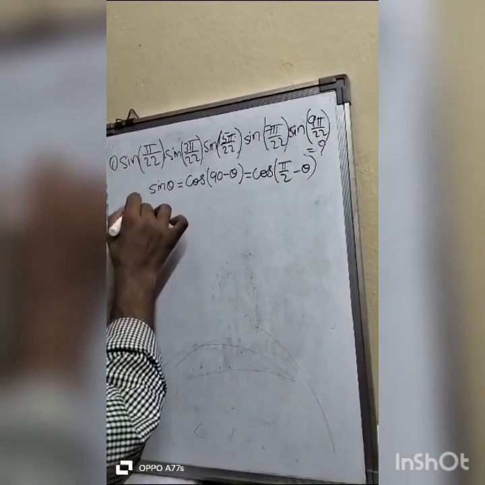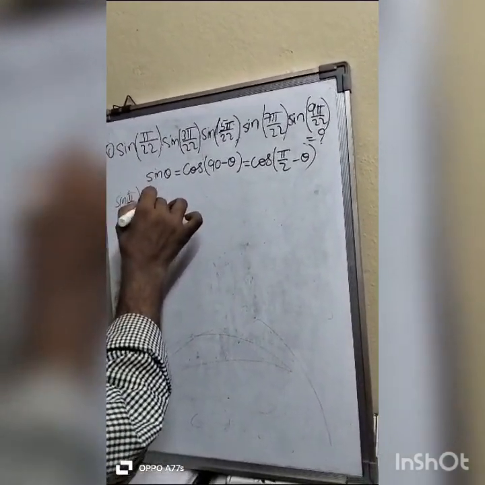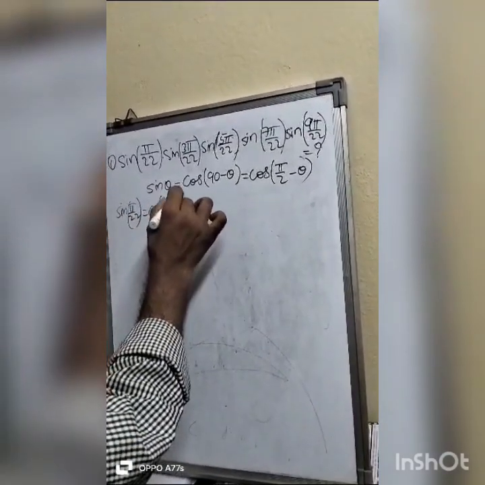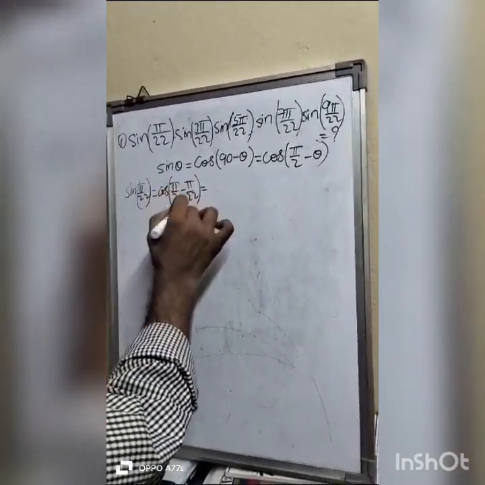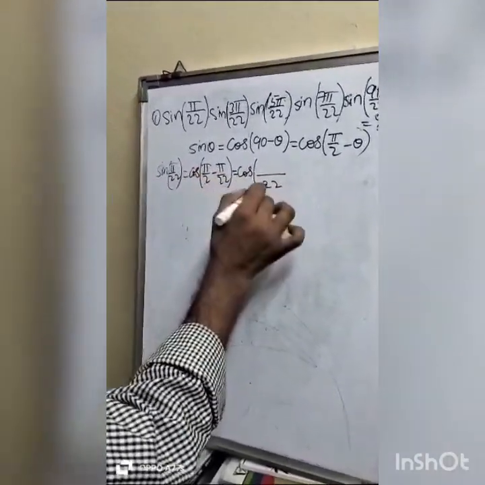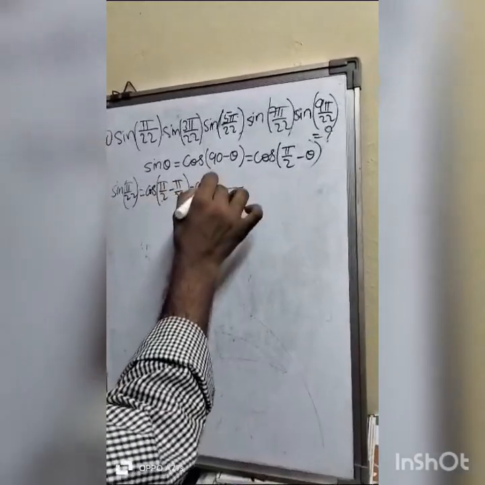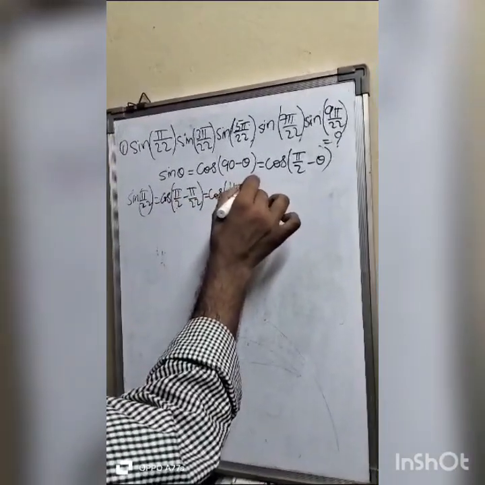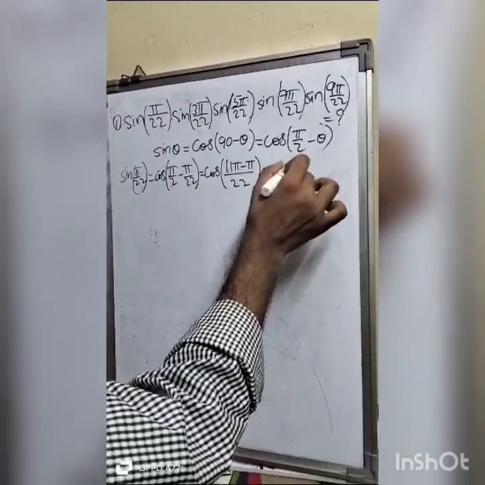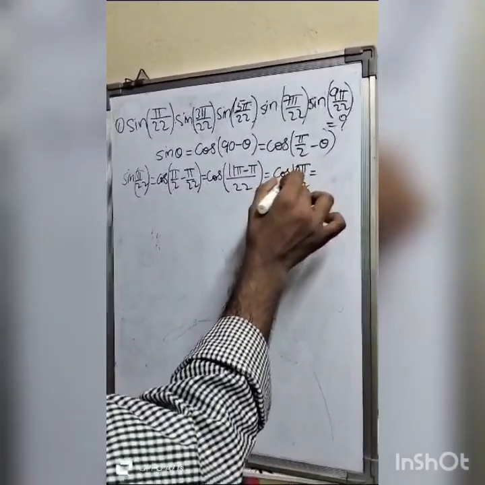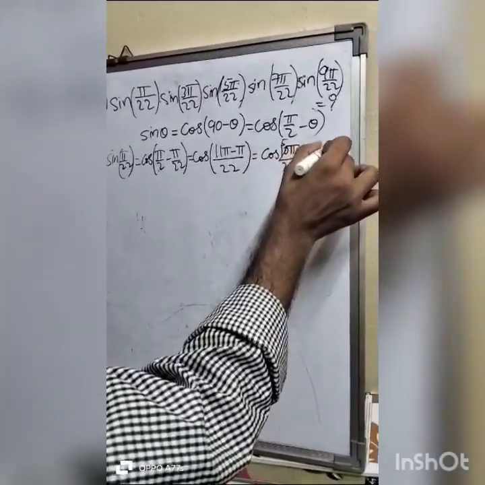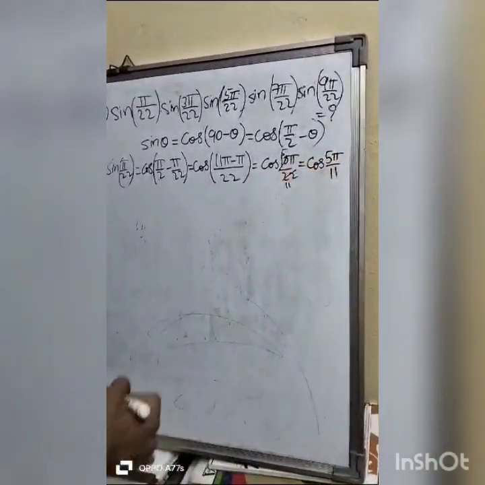Sin pi by 22 can be written as cos of pi by 2 minus pi by 22. Then after we should take the LCM. LCM will be 22, so 2 11s is 22. So 11 pi minus pi, so this is obviously cos 10 pi by 22. So this again 2 5s and 2 11s, so cos 5 pi by 11.